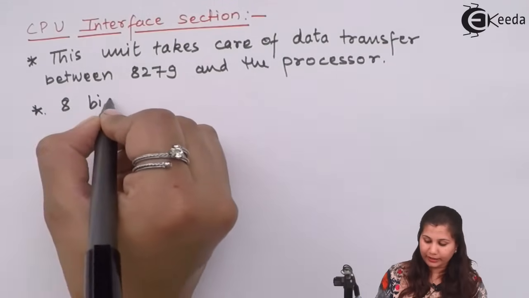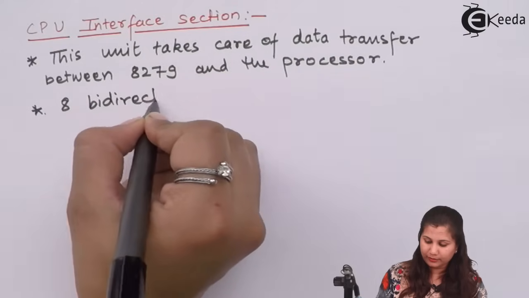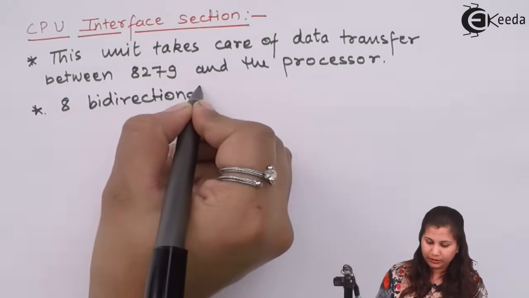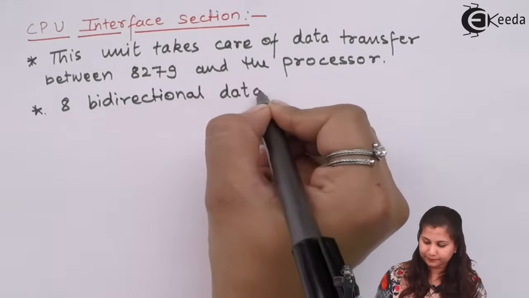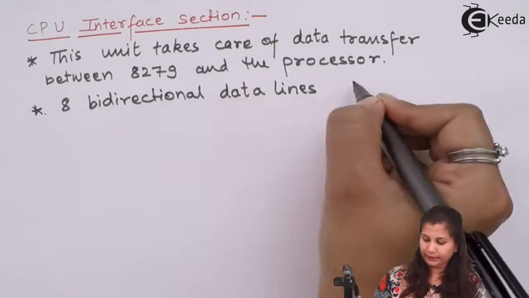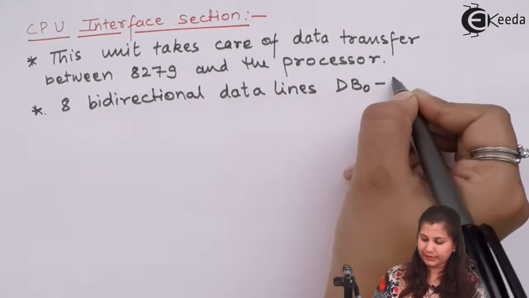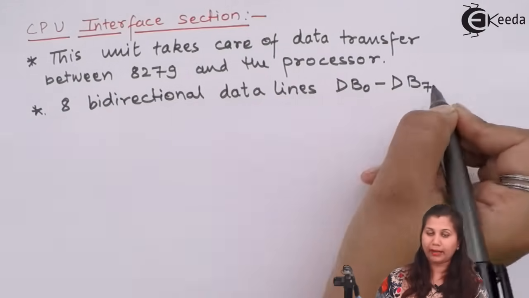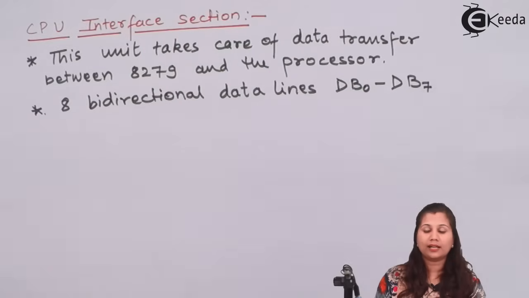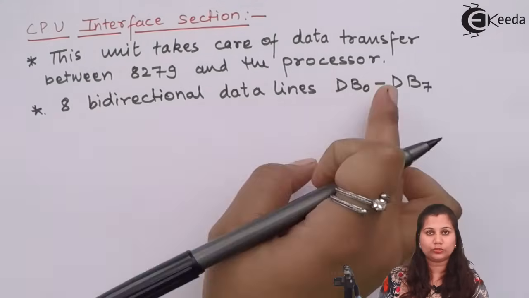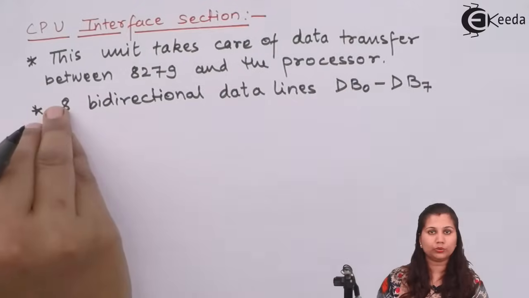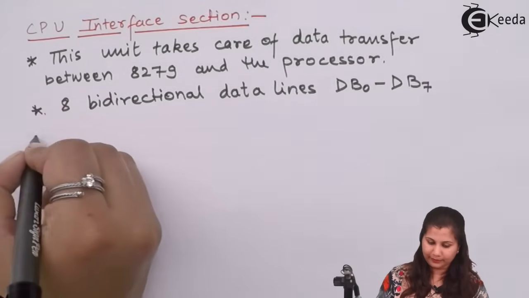It consists of the 8 bidirectional data lines, DB0 to DB7. These are the 8 bidirectional data lines, bidirectional so that the data can be transferred in both directions, from 8279 to the processor and from the processor to the 8279.